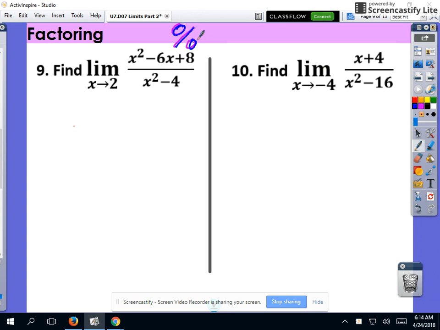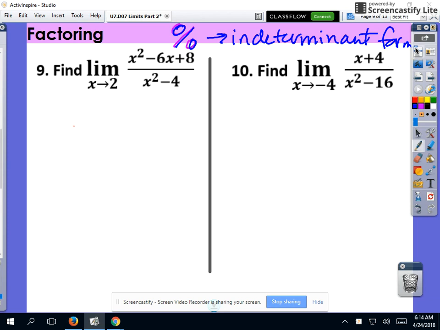So 0 over 0 is actually called indeterminate form. I think that's how you spell that. I hope it's how you spell it. If it's not, sorry about that. But it's the idea that we need to go further. So if we have indeterminate form 0 over 0, more math's required.